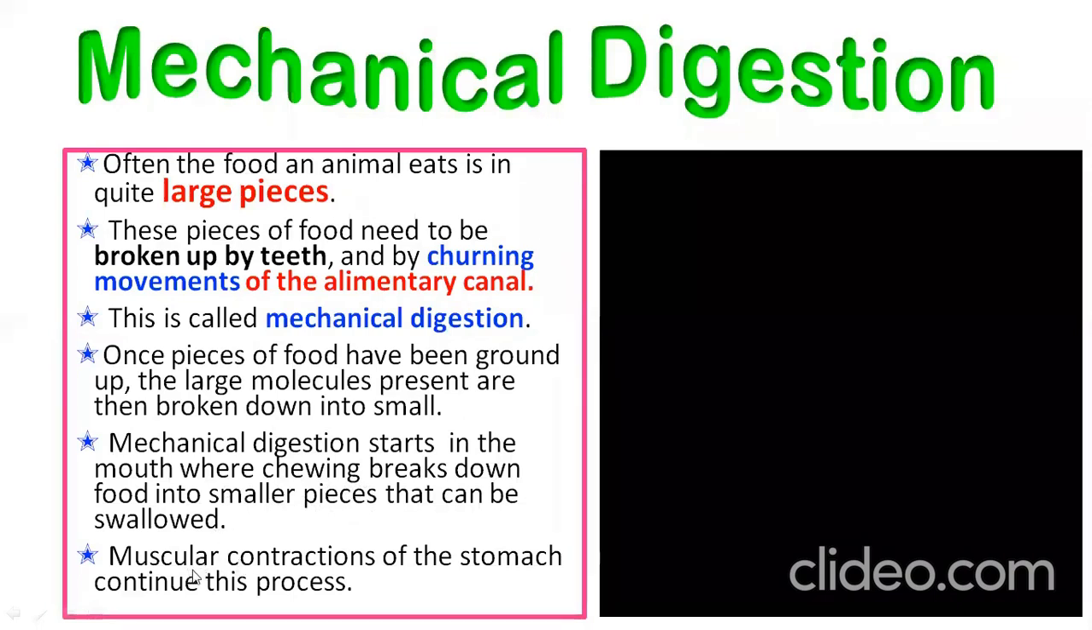We are chewing, breaking the food into small pieces that can be swallowed, right? Circular muscular contraction of the stomach continues this process. Like I told you, peristaltic movement happens in the esophagus, in the stomach, everywhere, with contraction and relaxation of the muscle. That also converts the food into small pieces, and it is mechanical digestion. Okay, you can study the slide, please.